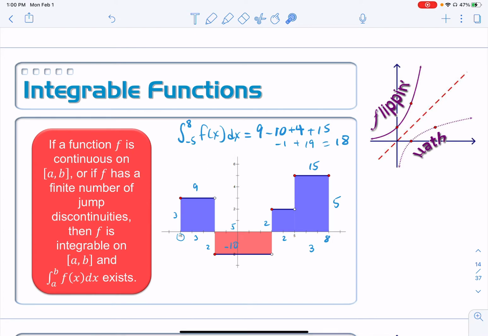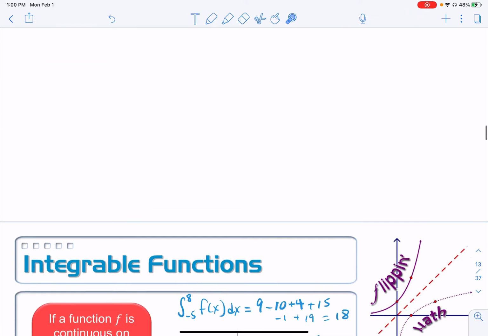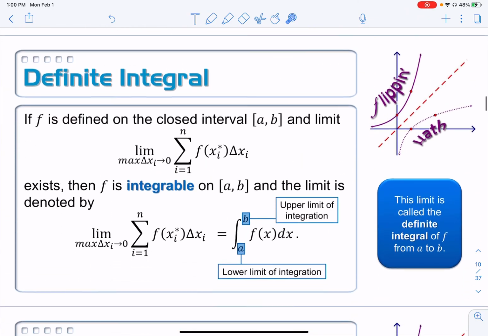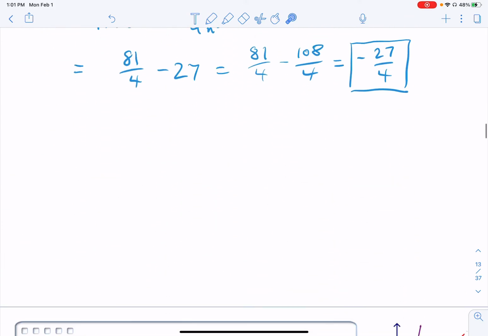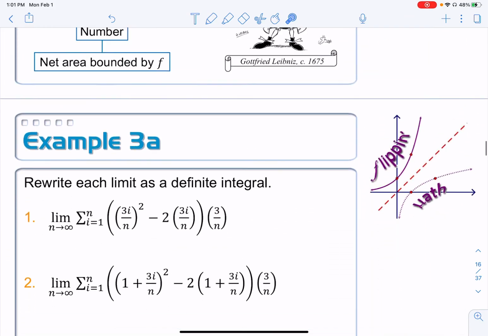Here these are just simple rectangles, so we could just use geometry to find the area. Another thing that we want to make sure we're able to do is go back and forth between the limit of a Riemann sum and the notation for the definite integral. I want to be able to bounce back and forth between those. Chances are that will be a multiple choice type of question on your AP exam. So let's look at a few examples of this.